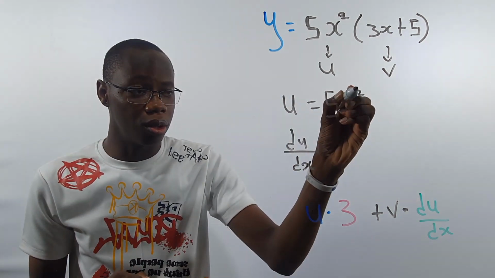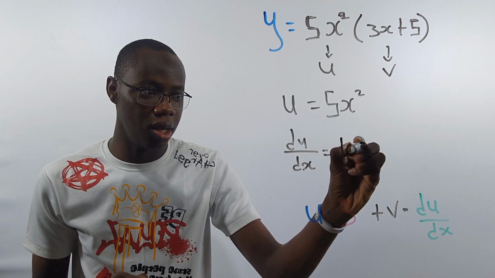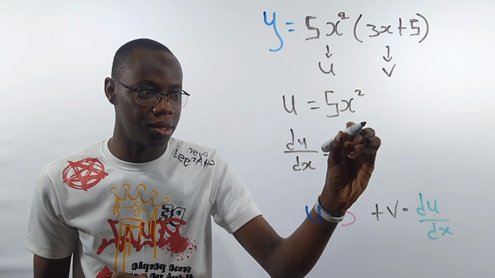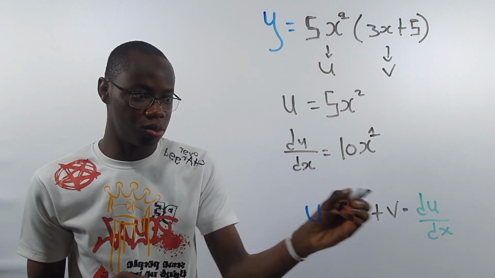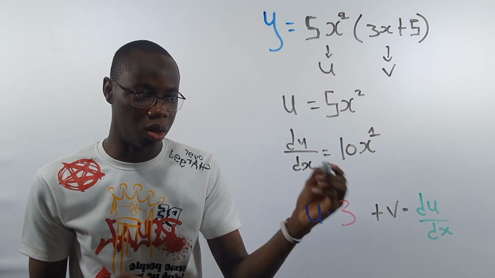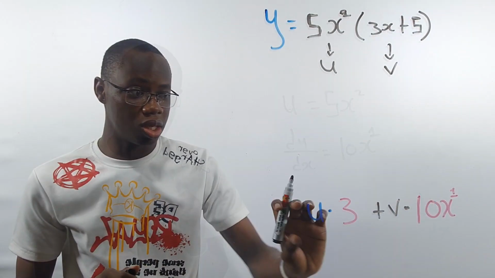So to do this now, basic differentiation, just multiply the power by this. So that's 10x, subtract 1 from the power, that's 1. So the answer is 10x raised to power 1. That is du over dx. So you can see how easy this is.